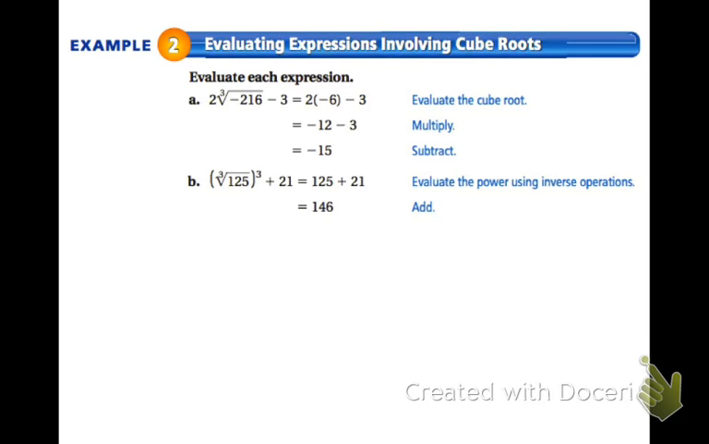This next one highlights taking the cube root of a number and then cubing it. So when you take the cube root of 125 and then cube that value, you're right back to 125. So 125 plus 21 equals 146.